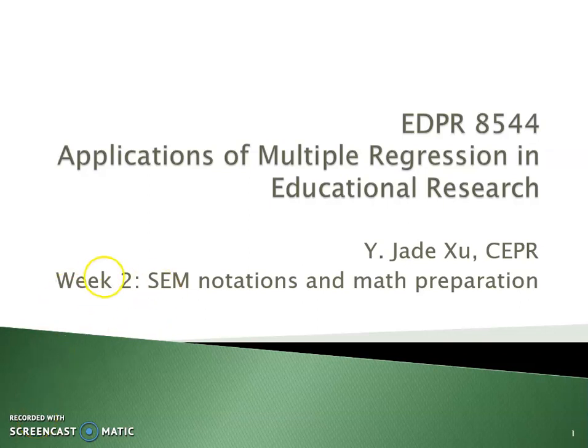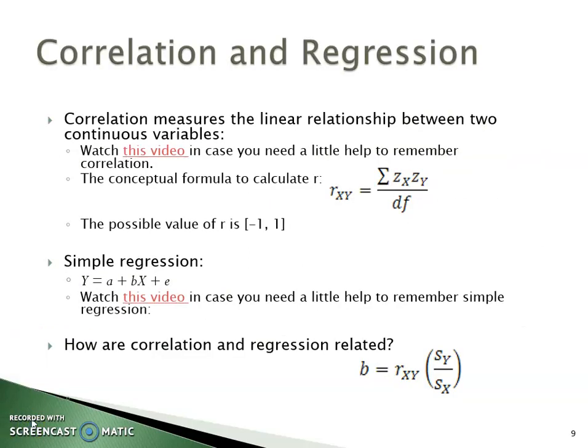Class, in this video, we're going to talk about correlation, variance, and covariance. Correlation is a concept that we learned in the intro stat course. I am not going to get into too much detail about it. In case you need a little bit more help, you can watch the video, a link I provided here. This is just a quick reminder.